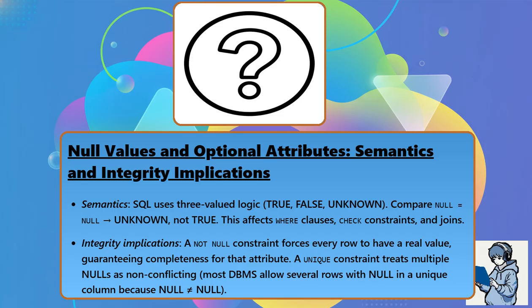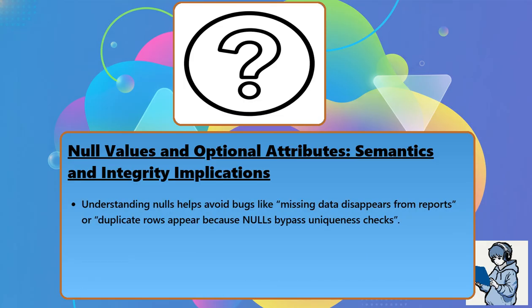A unique constraint treats multiple nulls as non-conflicting. Most database management systems allow several rows with null in a unique column because null is not equal to null. Understanding nulls helps avoid bugs like missing data disappearing from reports or duplicate rows appearing, because nulls bypass uniqueness checks.